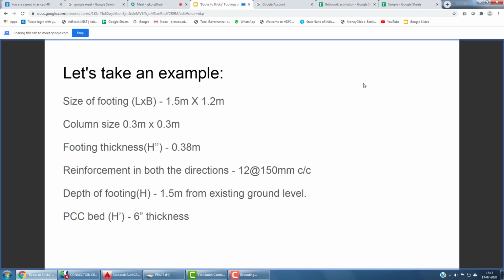Yes, line out. Next, after line out, excavation. Gautam is right. Okay, after excavation, bed. Bed basically means CC bed. It is called PCC bed, plain cement concrete bed. There is no reinforcement in that.